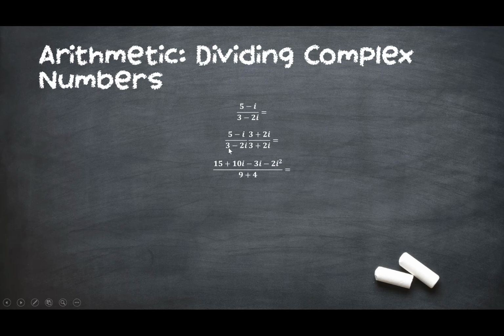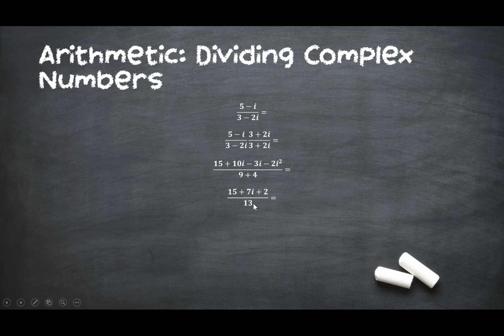And again, on the bottom, we just bring the 3 down and square it, and then bring that number 2 down and square it. So I get 9 plus 4. Now for the top, we'll clean it up. We can combine 10i minus 3i, so the 15 comes down for the ride, and 10i minus 3i is our 7i. i squared is negative 1, so negative 2 times the negative 1 becomes plus 2. And 9 plus 4 is 13.